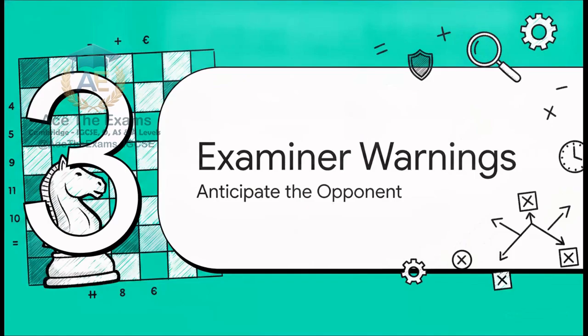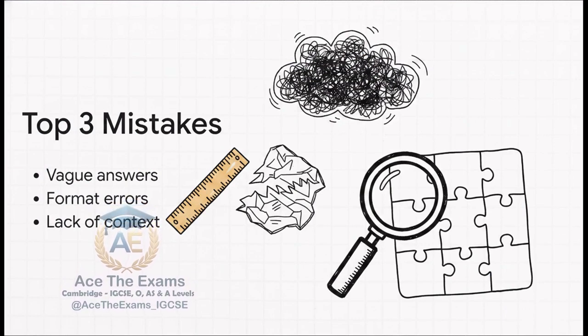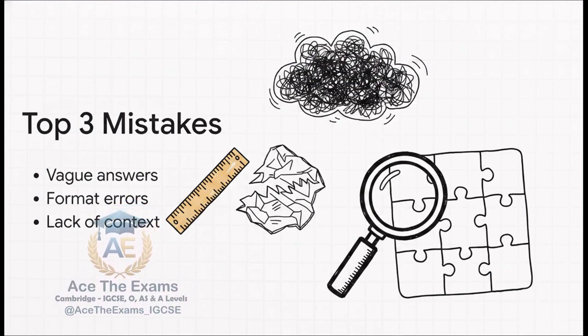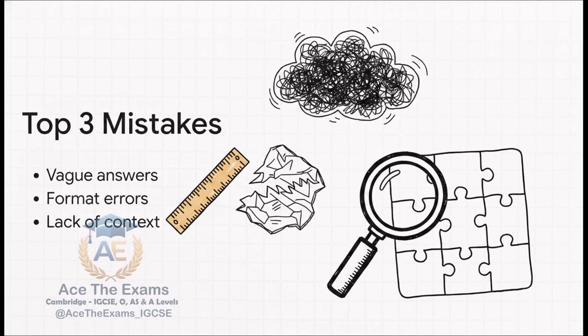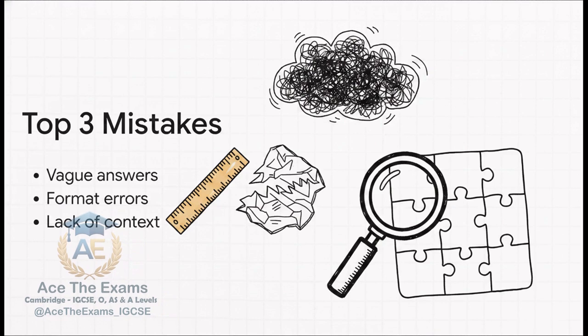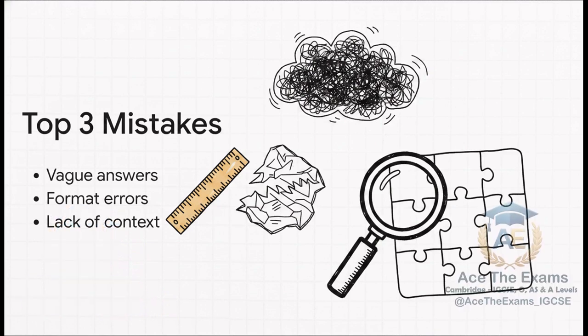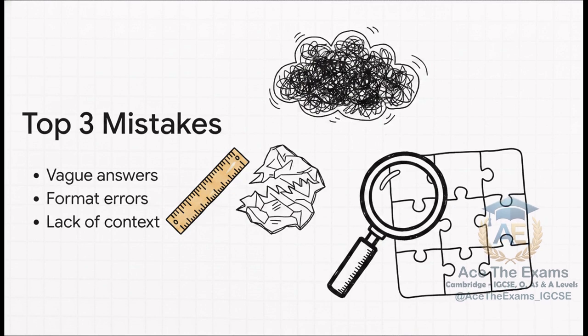Having mastered the sequence, let's shift gears and look at Section 3, Examiner Warnings Revealed, where we learn how to anticipate our opponent. Remember, to win this chess match, you absolutely must anticipate your opponent's moves. Cambridge examiners have a very predictable pattern of deductions. They document exactly where thousands of candidates lose marks every single year. By studying these warnings closely, we can ensure our standardized sequence completely defends against every single one of their traps.